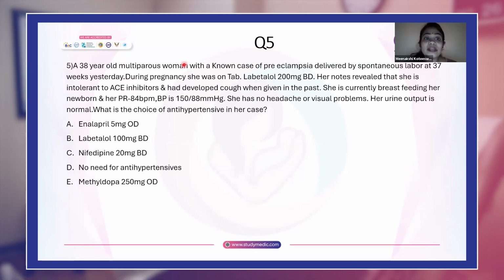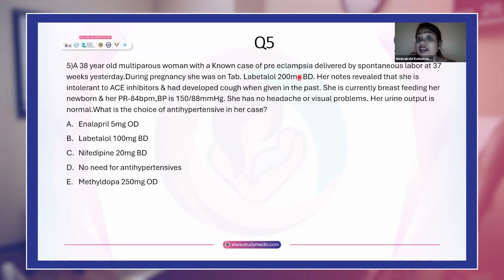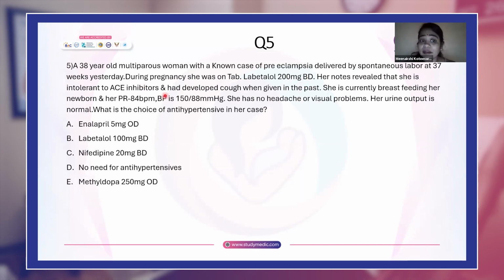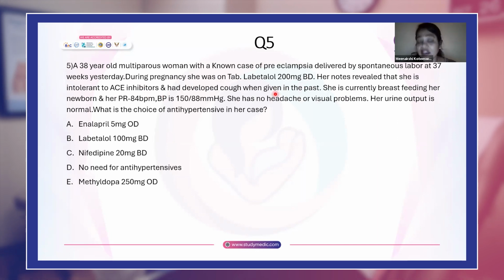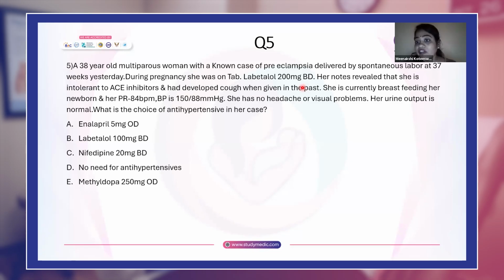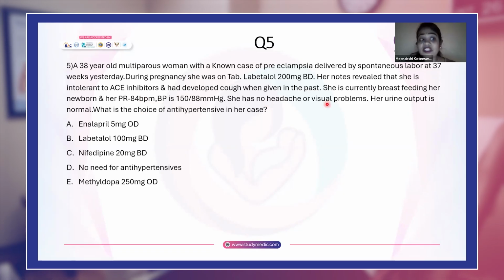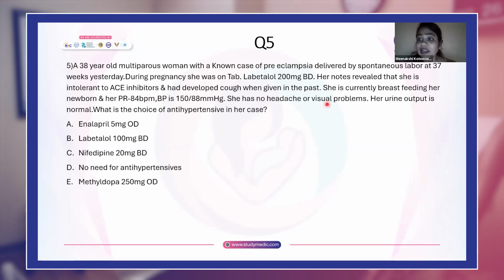A 38-year-old multiparous woman, a known case of pre-eclampsia, delivered by spontaneous labor at 37 weeks. During pregnancy, she was on labetalol 200 mg BD. And her notes reveal that she is intolerant to ACE inhibitors and had developed cough when given in the past. So she was on labetalol, and she already delivered by natural labor. Okay, now she's a postpartum woman. She's currently breastfeeding, and her blood pressure is 150/88 and pulse rate is 84. She's got no headache or visual problems. Her urine output is normal. What is the choice of antihypertensive?